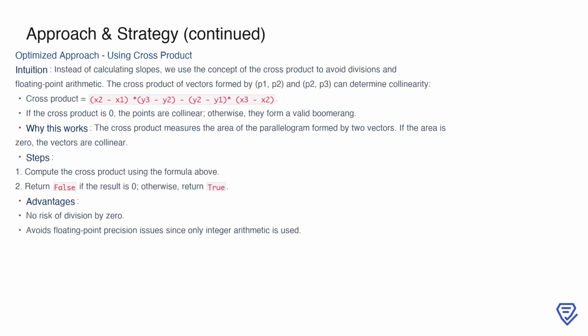A more robust and efficient method leverages the concept of the cross-product to determine collinearity. Instead of comparing slopes, we calculate the cross-product of the vectors formed by the 3 points. This method avoids division entirely, eliminating the risk of division by 0 or floating point precision issues. The formula for the cross-product is straightforward: subtract the coordinates of the points to form vectors and compute the determinant of their components. If the cross-product equals 0, the area of the parallelogram formed by the vectors is 0, meaning the points are collinear. If not, the points form a valid boomerang.